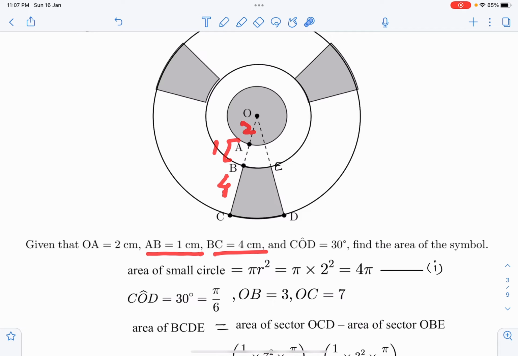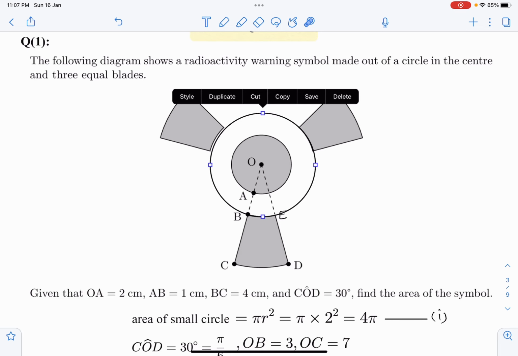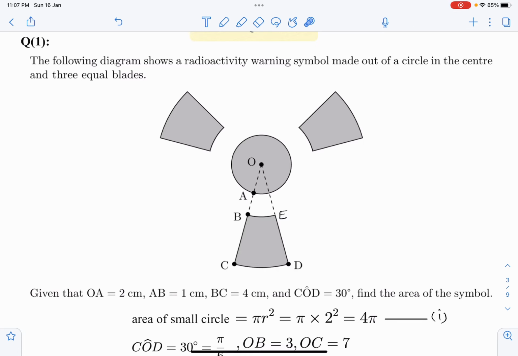This is 2. So 2 and 1, 3 will give you the radius of the middle circle, and then all of them together, 4 plus 1 plus 2, 7 will be the radius of the largest circle. Okay, so I'll erase these circles. They are not required here. Okay, so now let us find what I have to find here.